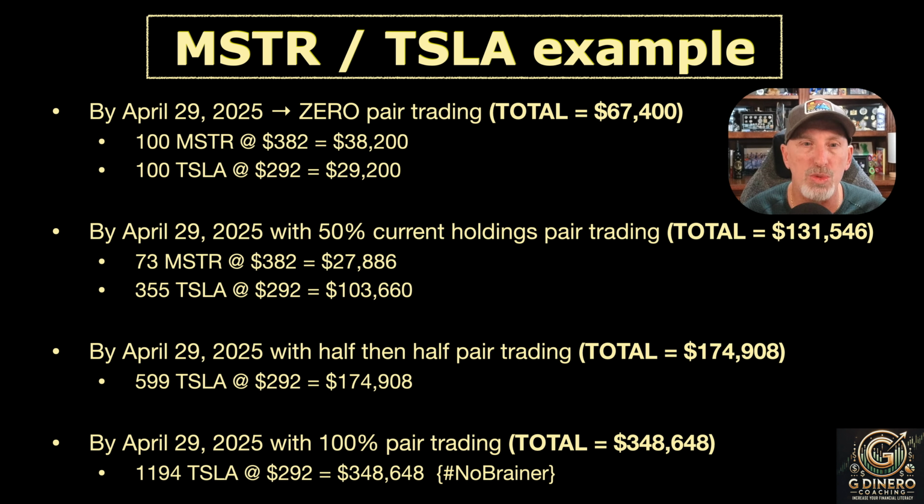But had you swapped 50% of your current holdings, that's not the half and half one, that's 50% of whatever your current holdings are, you'd be left with 73 MicroStrategy at $382 or $27,886. 355 Tesla at $292 or $103,660 worth of Tesla for a grand total of $131,546. I don't know about you, but $131,546 is better than $67,400.